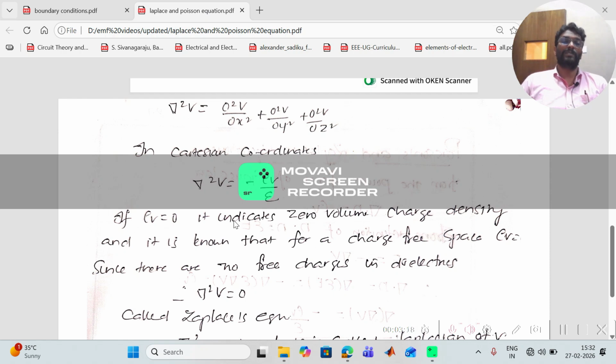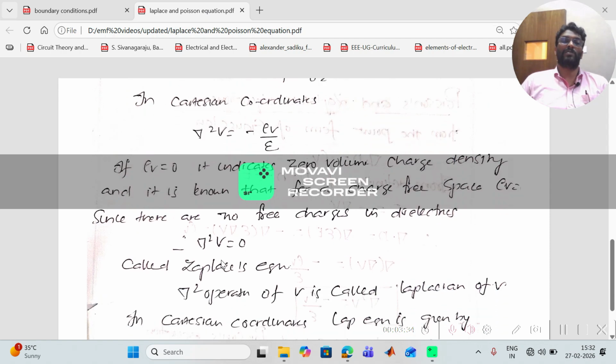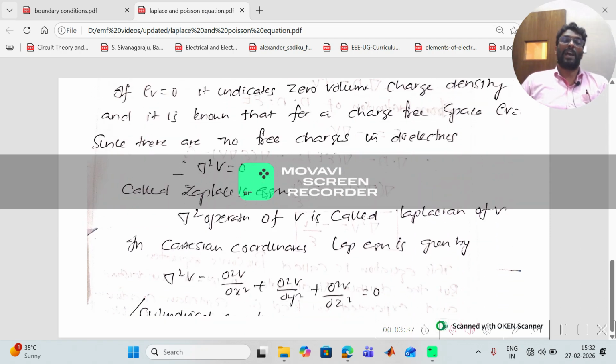As I said, if the value of rho v is equal to 0, which means that there is no charge existing, it indicates that volume charge density, and it is known that for a charge free space rho v becomes 0. Since there are no free charges in dielectrics, we can say del square V is equal to 0, nothing but Laplace equation. This del square operator of V is called Laplacian of V, and in Cartesian coordinates the Laplace equation is given by del square V is equal to dou square V by dou x square plus dou square V by dou y square plus dou square V by dou z square is equal to 0.